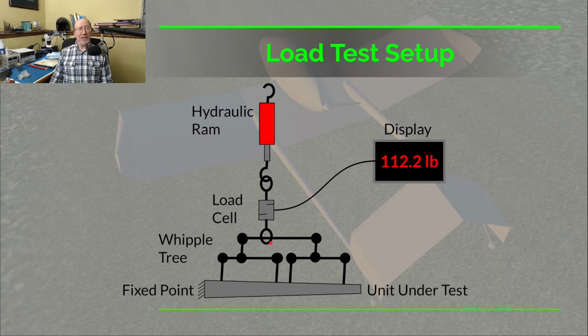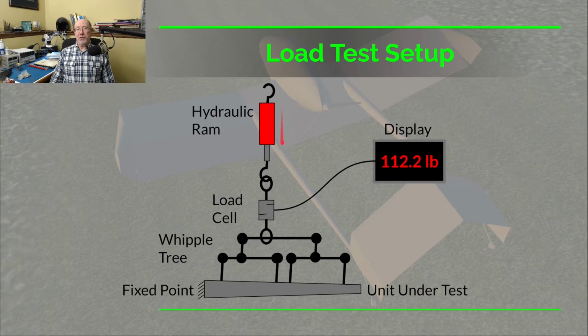Now I've only got 3 load spreaders here with 4 load attach points. Now typically, like on a wing, you want to have quite a few more, probably 1 at each rib. Then the Whipple Tree is attached to something to measure the load. Now I'll have a 500-pound load cell that I'm going to use when I'm testing this nose rib. Now I've got a display so I can see how much load there is.